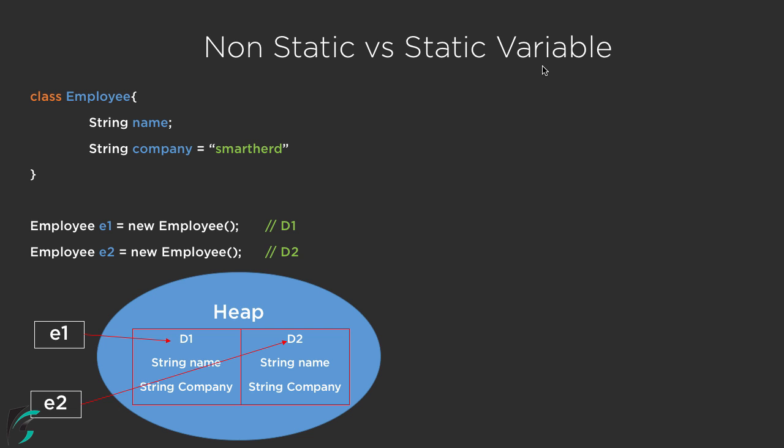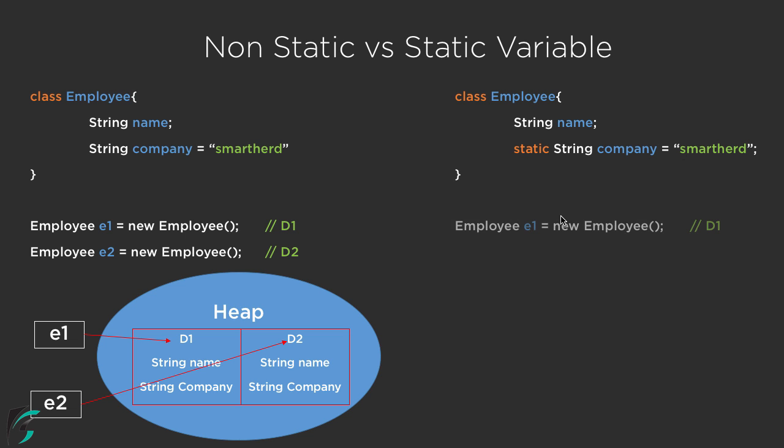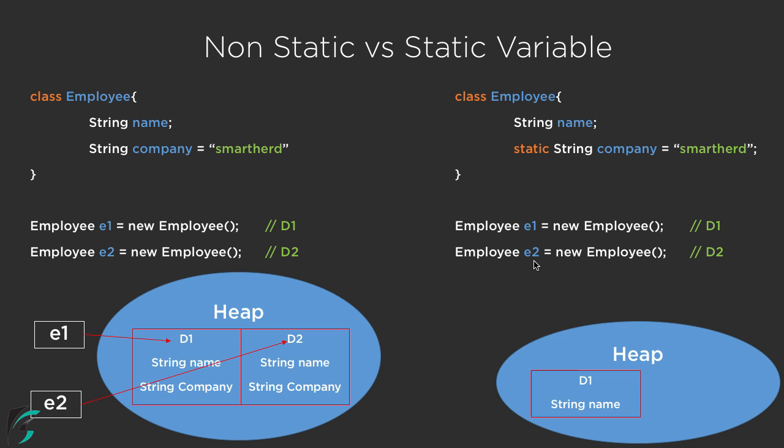In case of a static variable, what do we do? Inside the class Employee, I will have the string name and the string company with the prefix static. On the left-hand side I just have string company, but here I have static string company equal to Smartherd, right? Now suppose I create objects E1 and E2. Then inside the heap memory, I will have D1 and D2 objects created, and these are referenced by the variables E1 and E2 respectively.